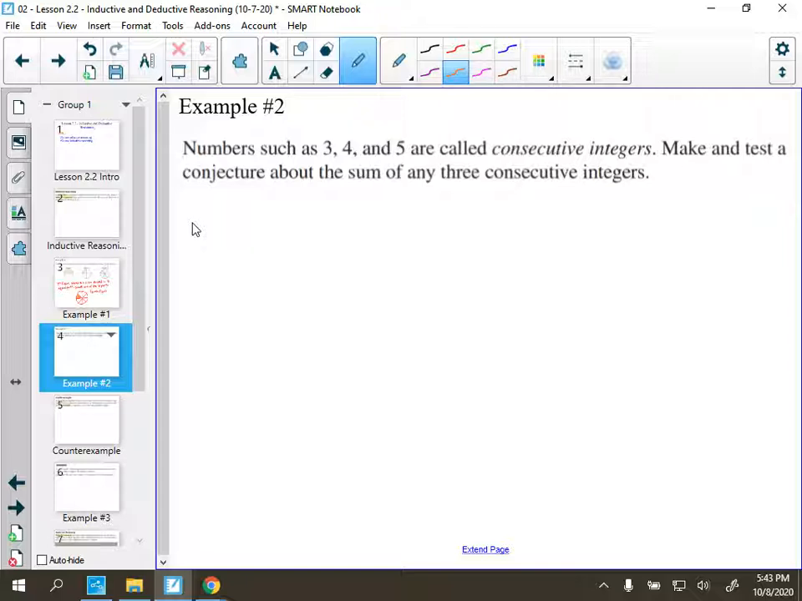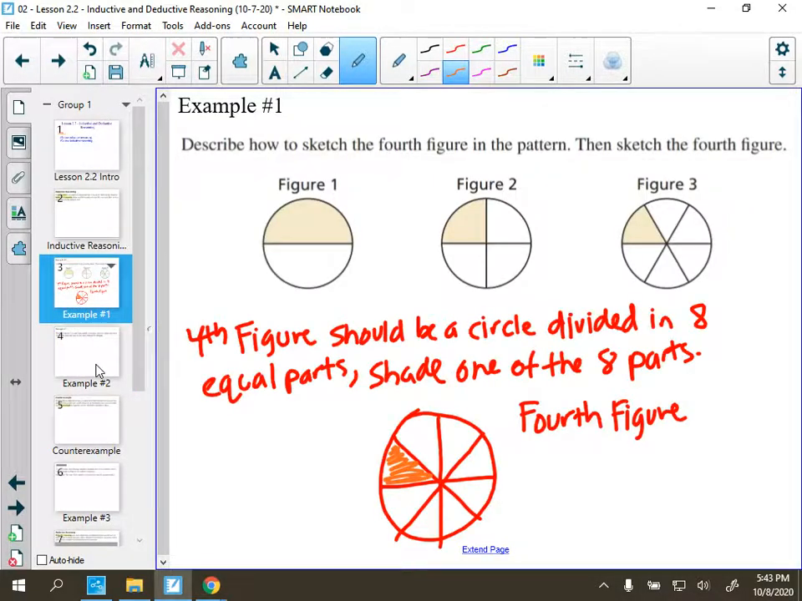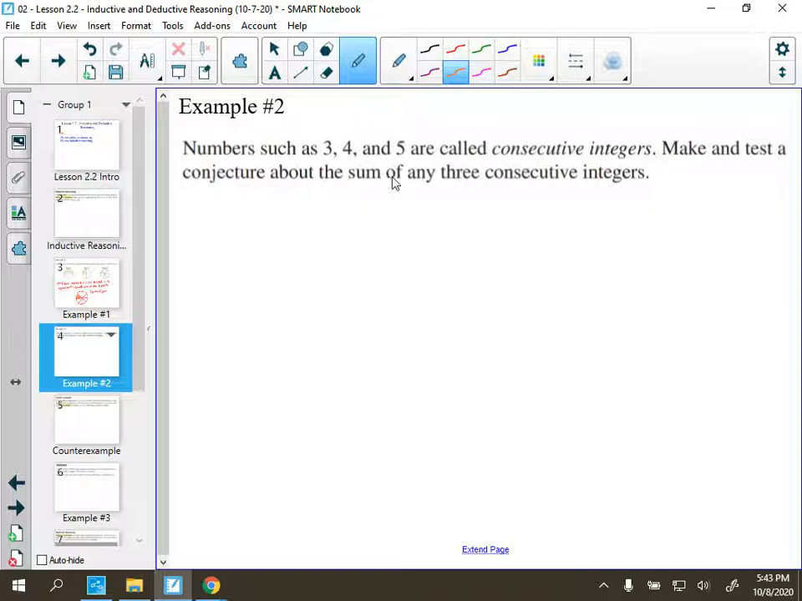So now we're actually going to make a conjecture. That was kind of just describing the pattern last time. Let's make a conjecture about the sum of any three consecutive integers. So what is this asking basically? If I take, let's just go with the 3, 4, and 5, if I take 3 plus 4 plus 5, three consecutive integers, sum, which means add them, in this case, I get 12.